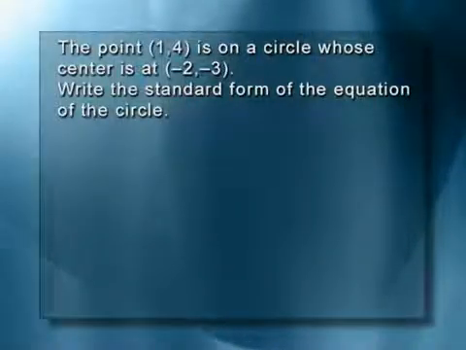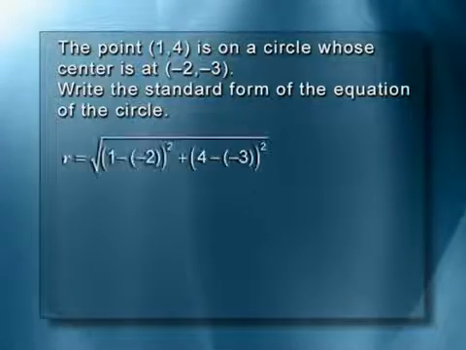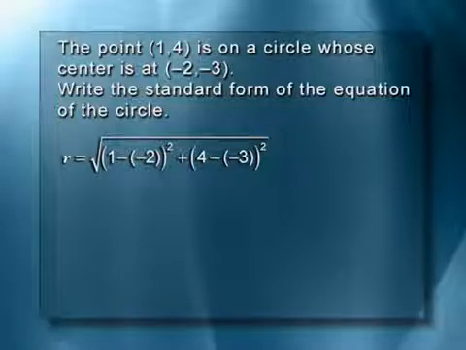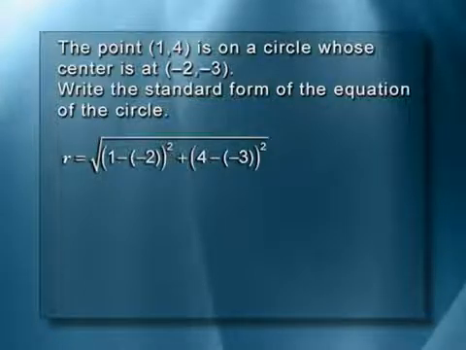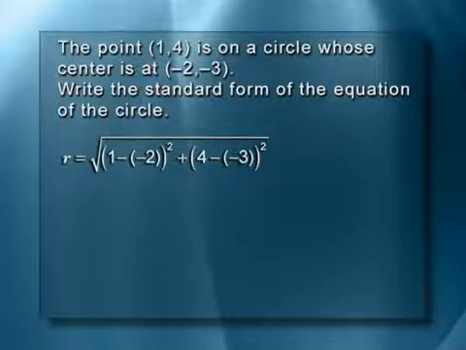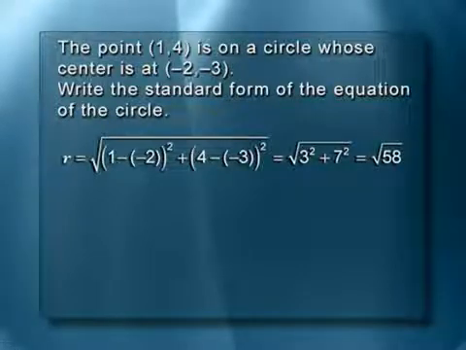Well, one way to do it is first find the radius, which is the distance between that point and the center. And that radius would be the difference in the x values squared, so (1 minus (minus 2)) squared, plus (4 minus (minus 3)) squared, all square rooted. That'll give the radius, and that simplifies to 3 squared plus 7 squared, or 58. So the radius is the square root of 58. Not a real pleasant number, but there it is.